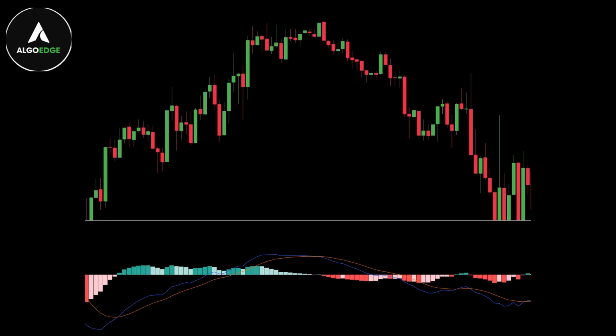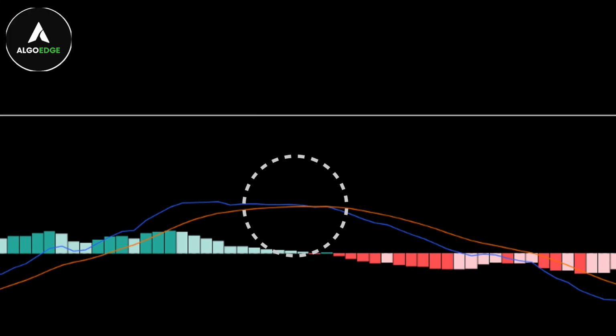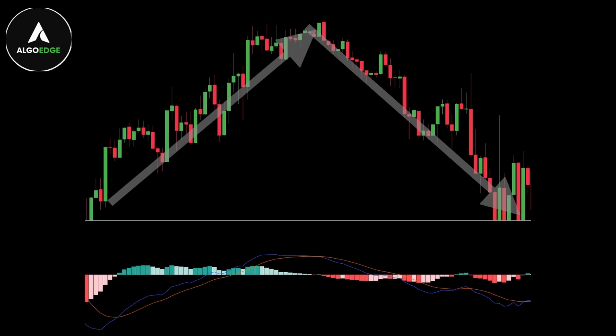On the other hand, when the market is moving higher and the MACD line crosses below the signal line, this indicates a potential shift in the trend from bullish to bearish. In other words, it may signal potential selling opportunities in the market.